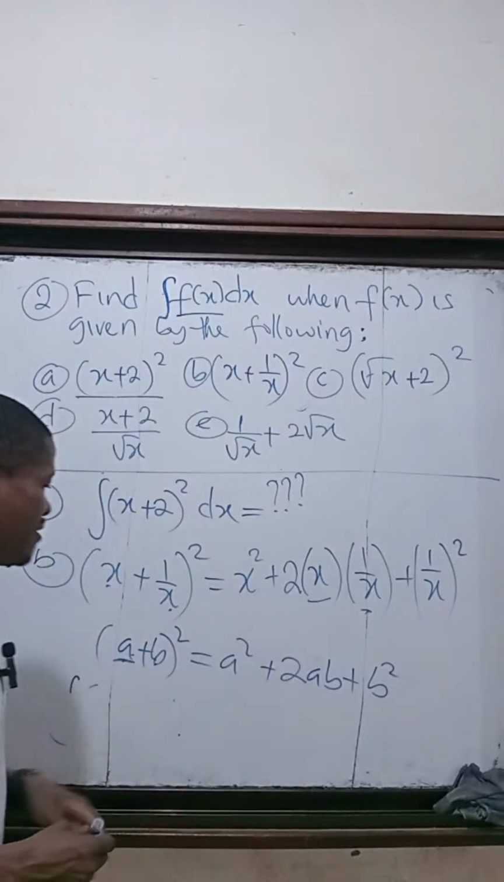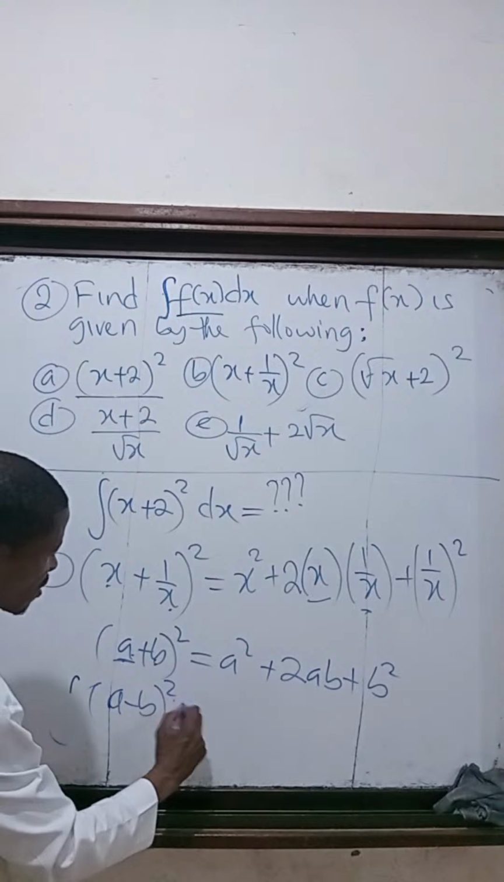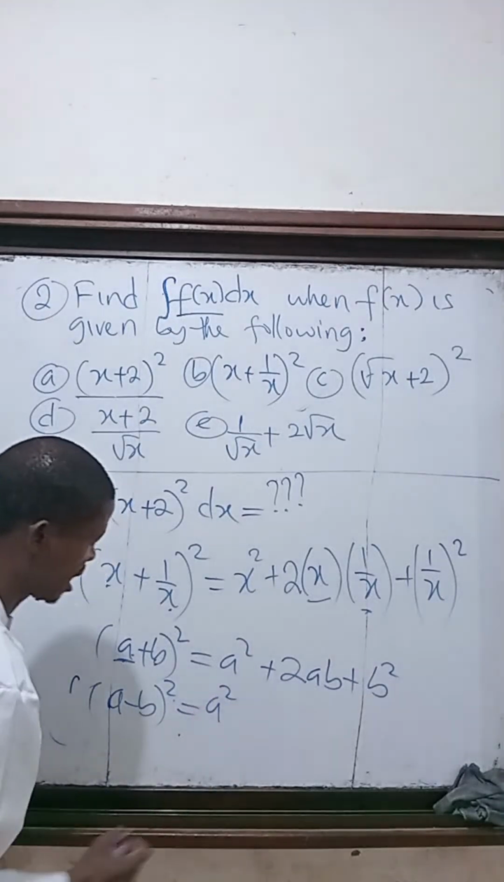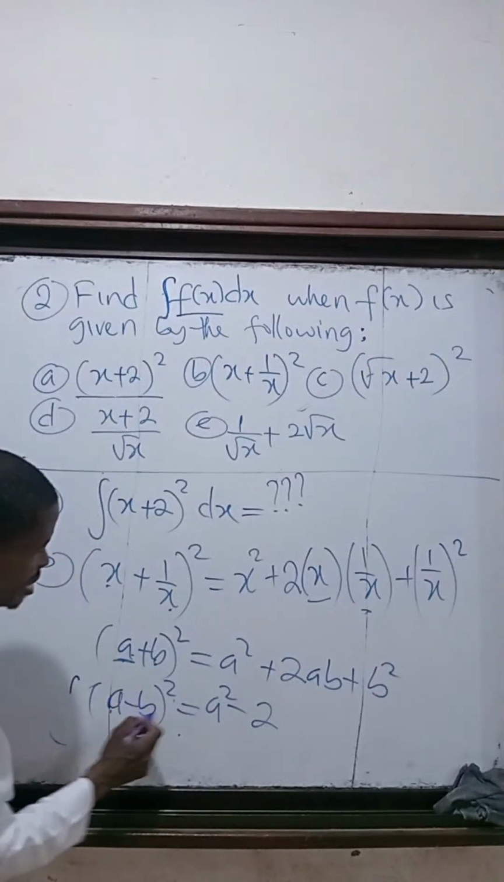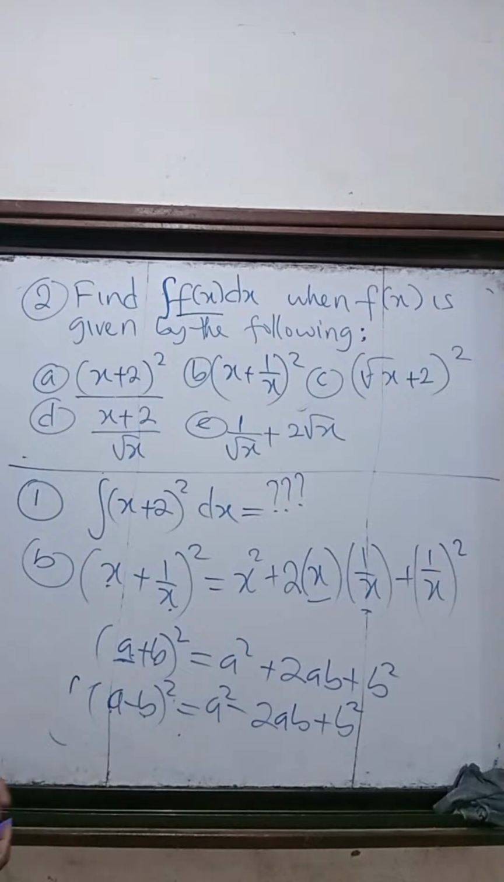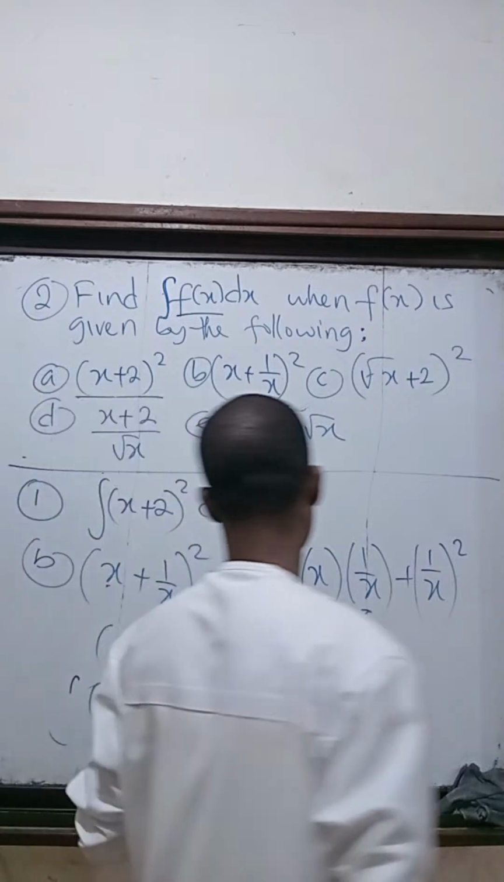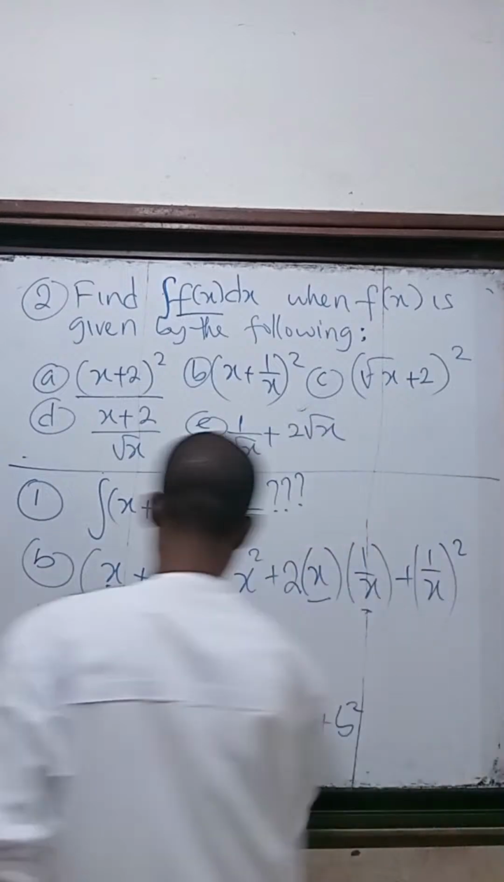Okay, you can learn that. If this is minus, (a - b) squared, that will be a squared, minus 2 times ab, and then plus b squared. If you know this, it makes your work faster. So that's what we have there.